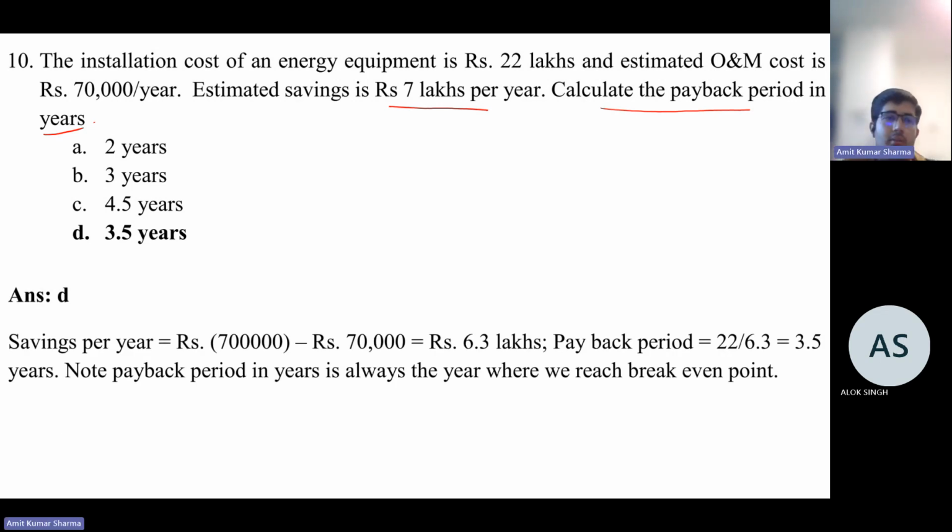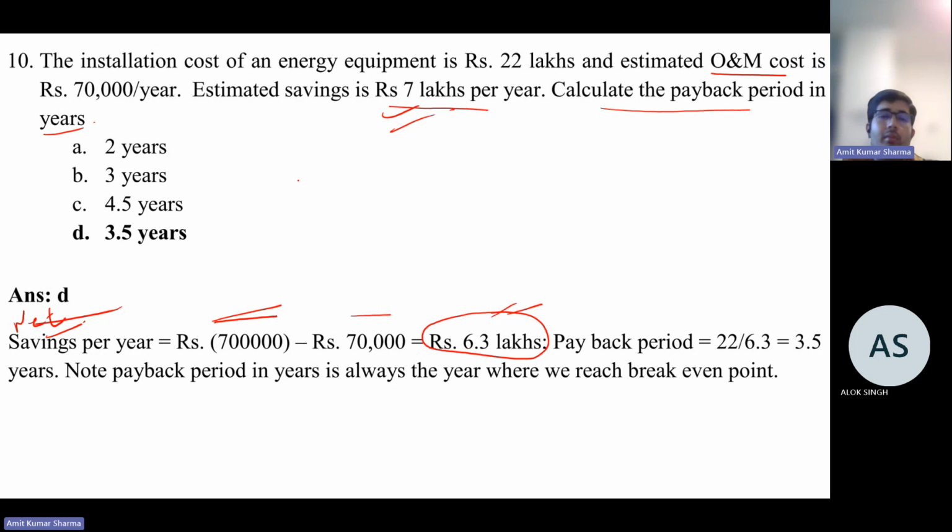So as I told, you have to find out the net savings per year. So you are saving 7 lakhs per year. So 7 lakhs, but you are also incurring operation and maintenance cost. So you have to deduct this for net saving. So the net savings per year will be 7 lakhs minus 70,000. So you will get 6.3 lakhs.